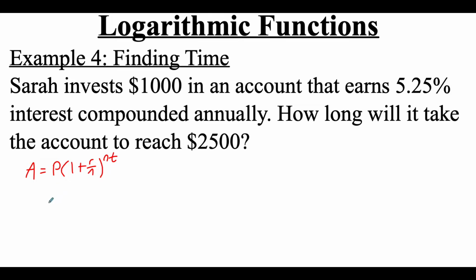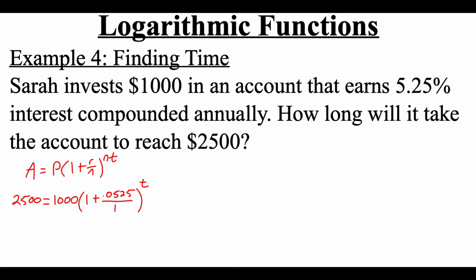Now remember, P stands for the principal amount. That's your starting investment. So that's our $1,000. Then we've got 1 plus the interest rate as a decimal, 0.0525, over n, the number of compoundings. We're doing this annually, so it's just 1. And then as far as the power goes, n is 1 and we don't know t, so 1t would just be a power of t. Now on the left-hand side, we know what this A value is. We want our account to get to $2,500, so I'm going to plug that in on the left-hand side.